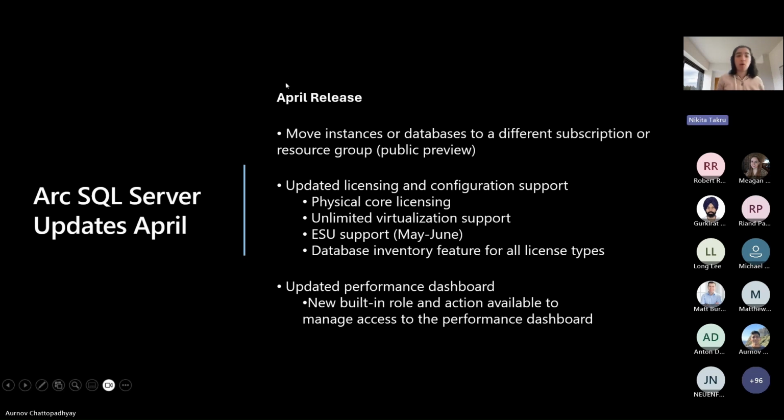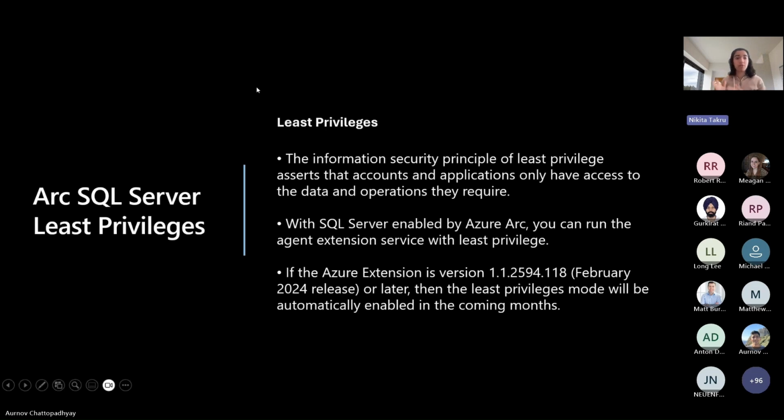Now I wanted to go through one more update of what's coming soon. So if we kind of move on, I want to talk about least privileges a little bit in depth. So what is least privileges? Least privileges is this information security principle, which says that accounts and applications should only have access to the data and operations that they should require. With Azure Arc-enabled SQL Server, you can actually run the agent extension service with least privileges. And what we're doing is we're making this automatically available to customers in the coming months. So you'll see support for this right away in the coming months. If you're on the February release or later, least privileges support will be automatically available to you.